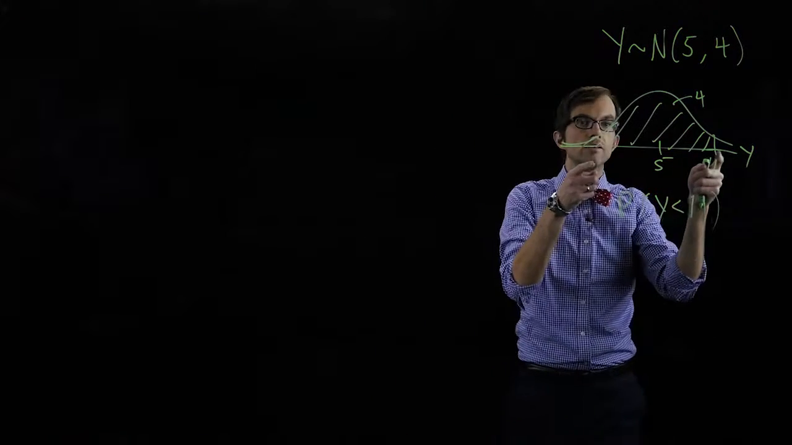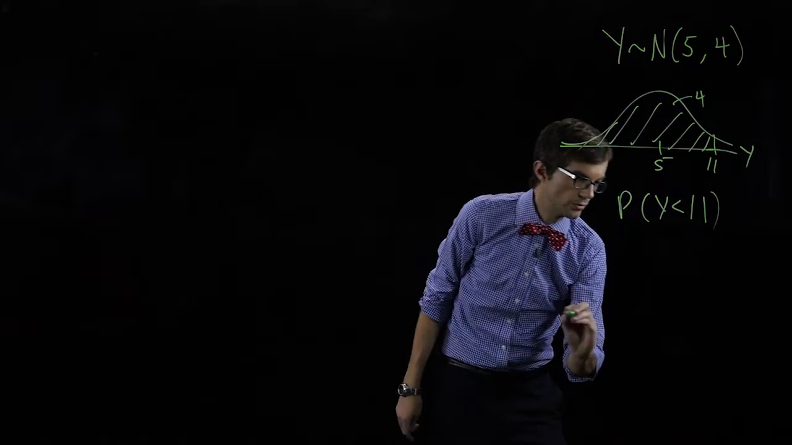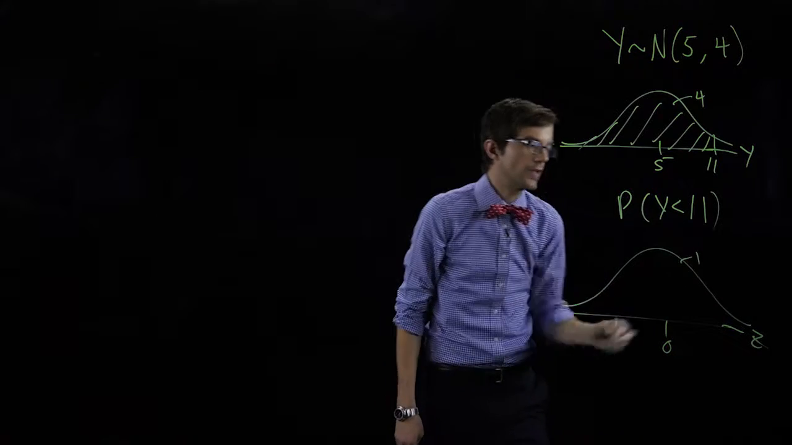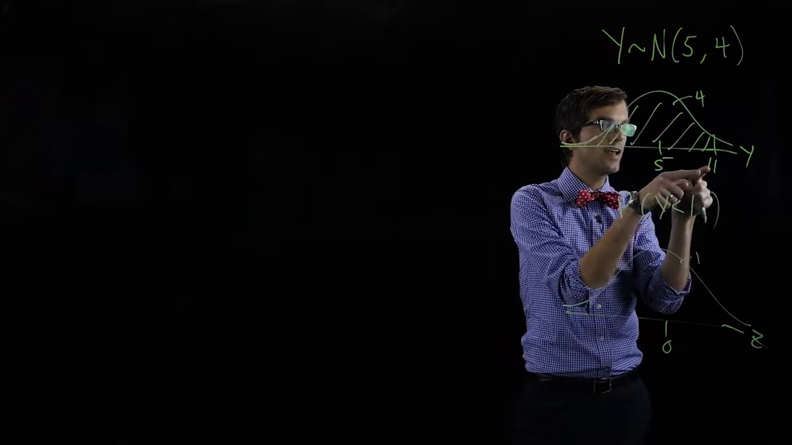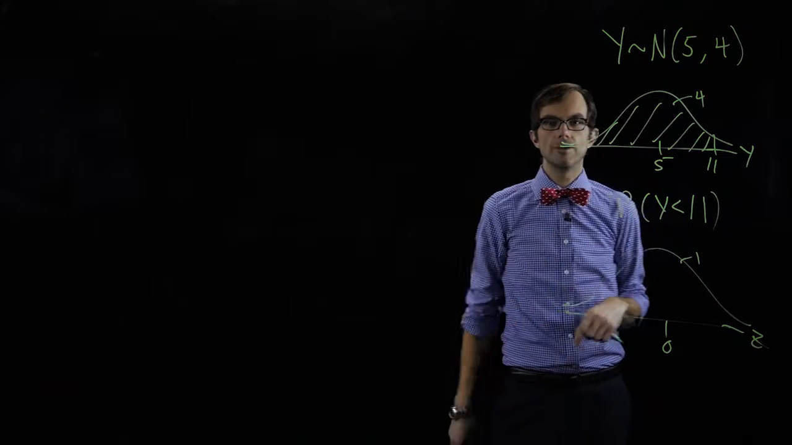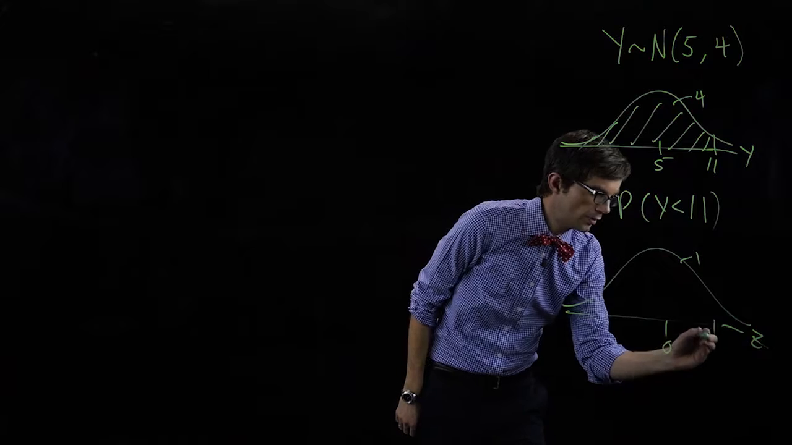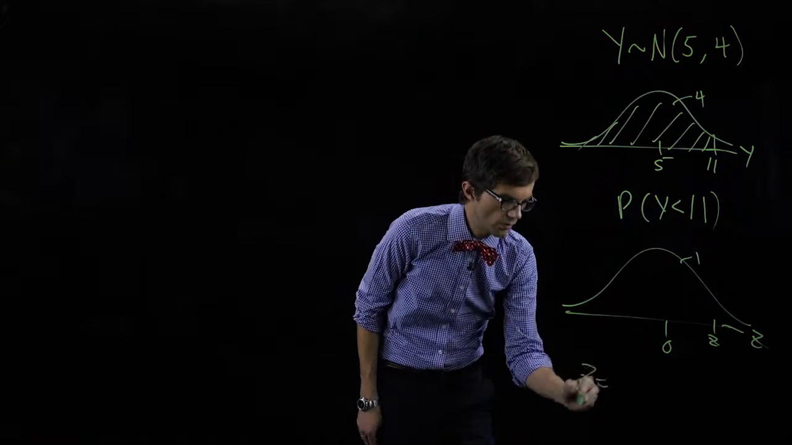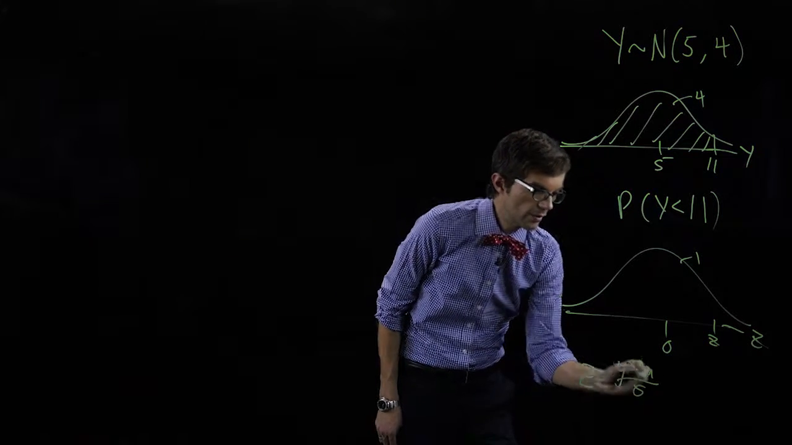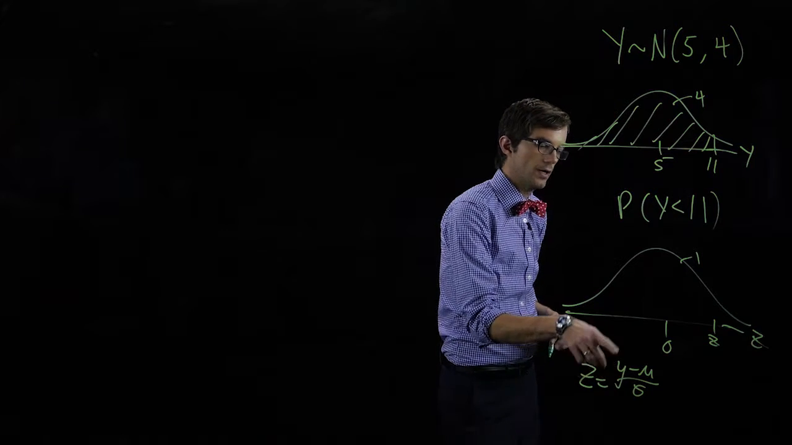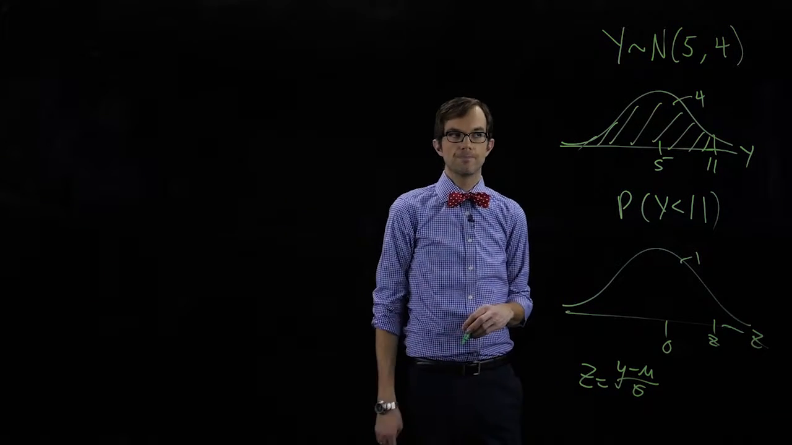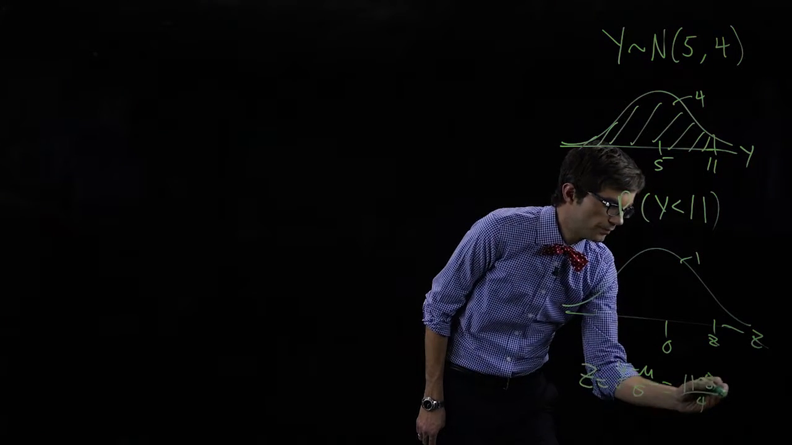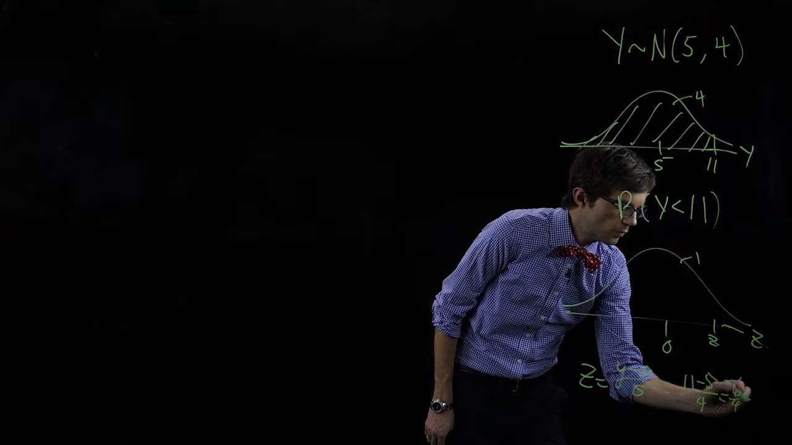What we need to do is convert this normal distribution to a standard normal distribution. Okay, so here's our standard normal, mean 0, standard deviation of 1, and we want to calculate how far away 11 is from 5 in standard deviation units. Our little value of z is going to be here somewhere. What is that little value of z? We use our z-score, which is y minus mu over sigma. How far away is this value of y from its mean in standard deviation units? It's going to be 11 minus 5 over 4, which is 6/4 or 1.5.